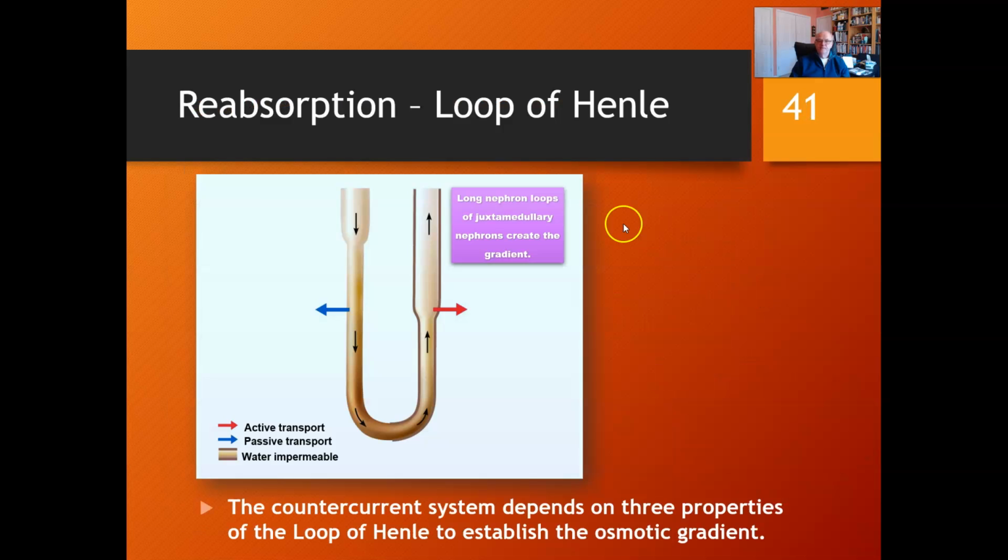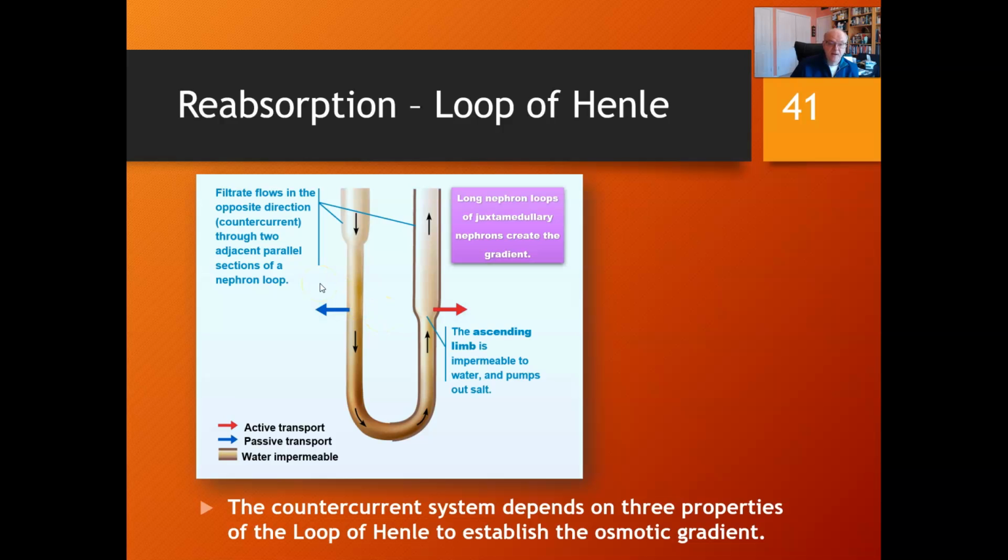Okay, so here we have the filtrate flows in opposite directions. So the filtrate's coming down the descending limb and up the ascending limb. Okay, that's countercurrent. That's all countercurrent means. One's going one way, the other's going the other way. Okay, and they're very close to each other. There's a million of them in each kidney, so they're very close to each other. All right, so the long nephron loops of the juxtamedullary, this is what it is.